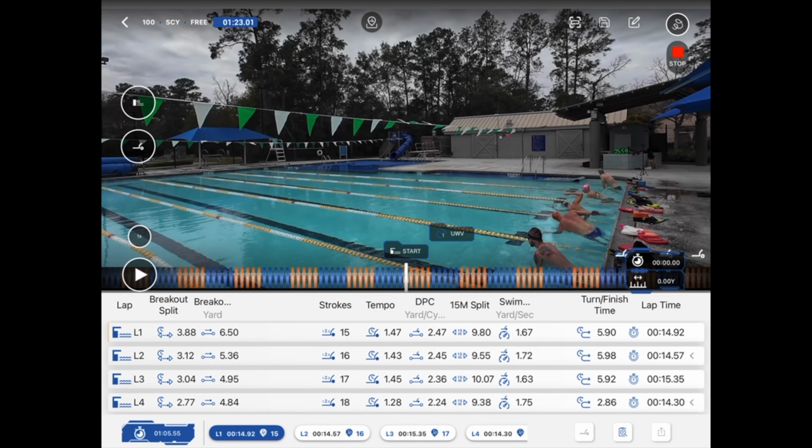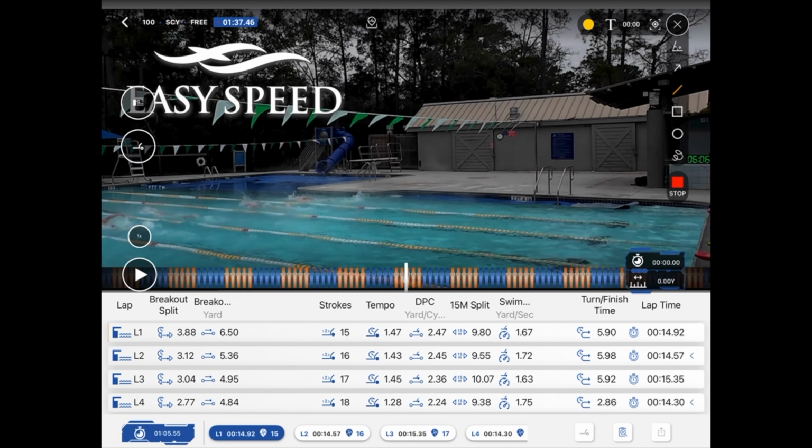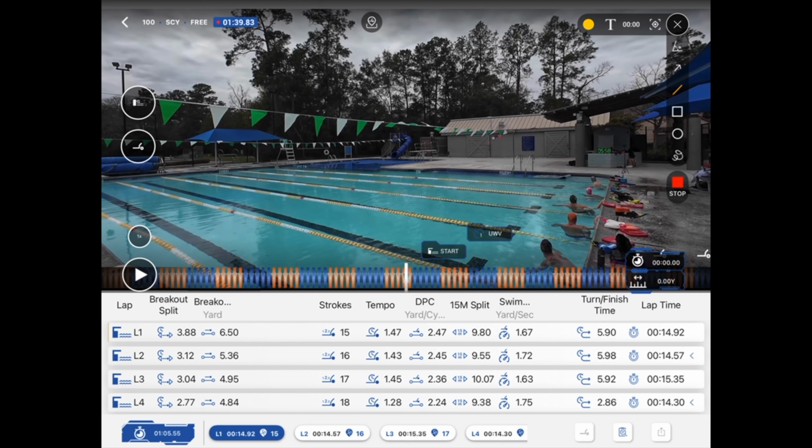The one thing that we can pull out of this, looking down here, the big thing would be the number of strokes that he's taking. If we're looking down below at that first lap: 15 strokes, tempo 1.47, distance per cycle about 2.47 yards. Then the next one is 16 strokes, 1.43, 2.45 yards distance per stroke cycle.